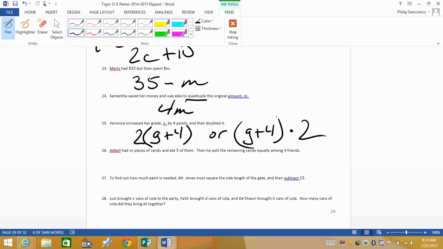So here we go. Adbel had, wow, I think that's a typo on a name there. I don't know. Adbel had M pieces of candy, ate 5. So if you have this amount and then you ate 5, that means you're taking away 5. Then she split the remaining amount among the 4 friends. So we've got to get the answer to this first, then we can split them up, which means we can go ahead and divide. Did you get that?